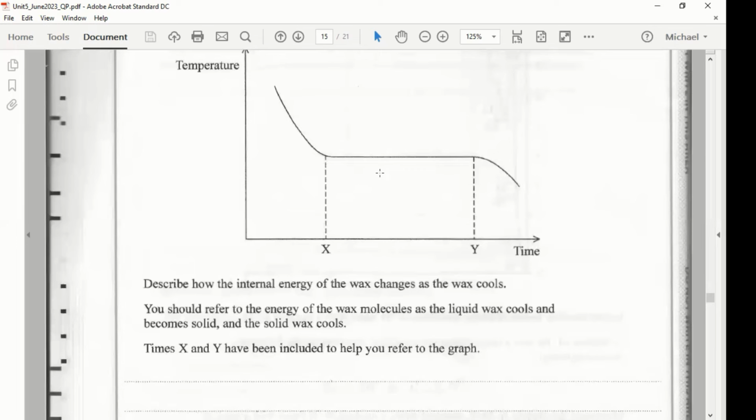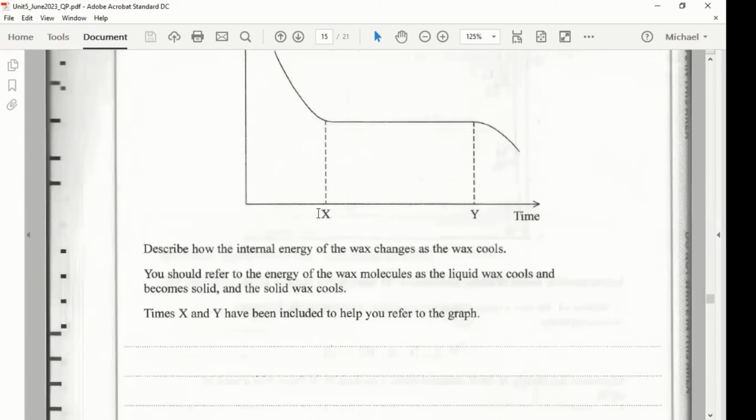And then after point Y, there is no increase in potential energy, or when I say increase, what I mean is the potential energy is no longer becoming more negative, and then it's simply cooling down again, and the kinetic energy of the particles is now dropping. So internal energy is reducing all the time. At the beginning, it's the kinetic energy that's reducing, then the potential energy is becoming more negative, and then the kinetic energy is reducing again.